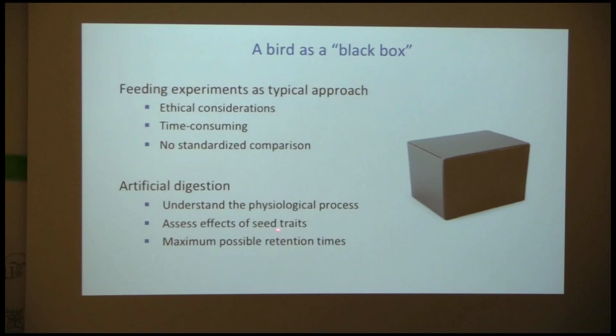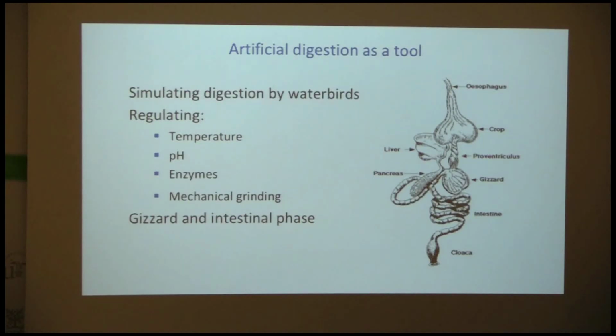Which I think can give me, but I'm looking at the data now, so I hope it will give me some grip on which plant traits, which seed traits are important for dispersal, and also calculate the maximum potential retention times of seeds and see how long they can survive, because you can just leave the artificial digestion process on as long as you want.